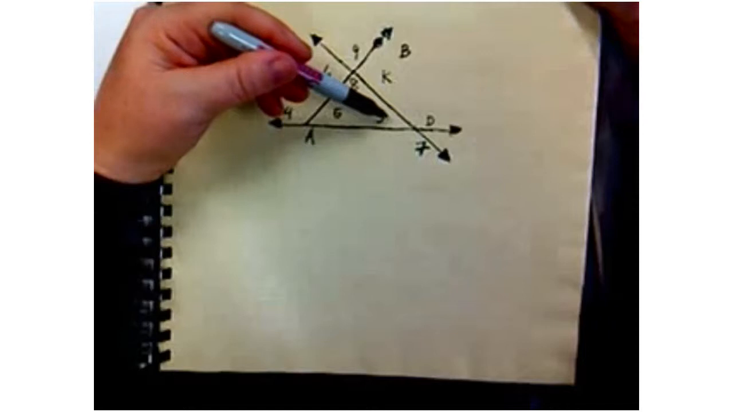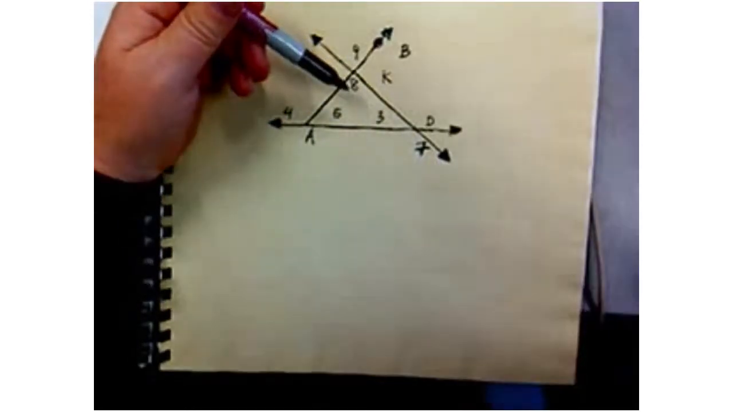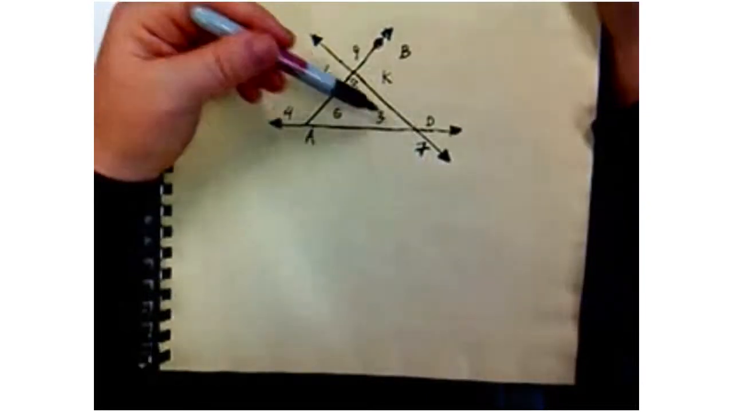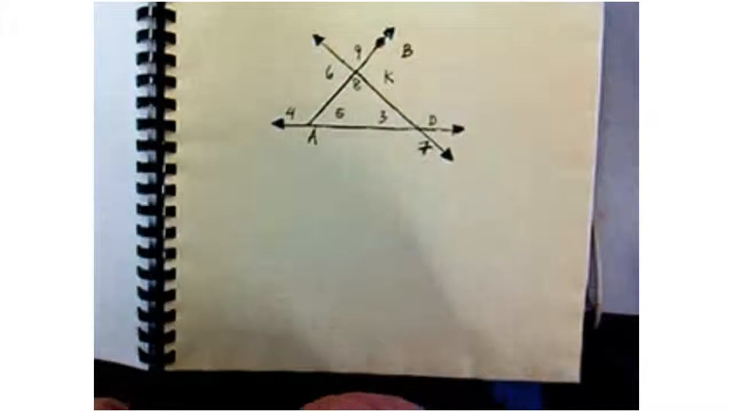True or false? So you find 3, 5, and 8, and that would be false, because what kind of angles are 3, 5, and 8? They're interior angles.